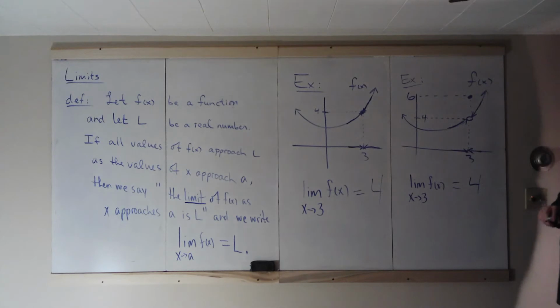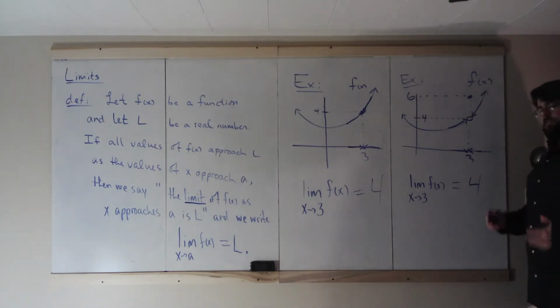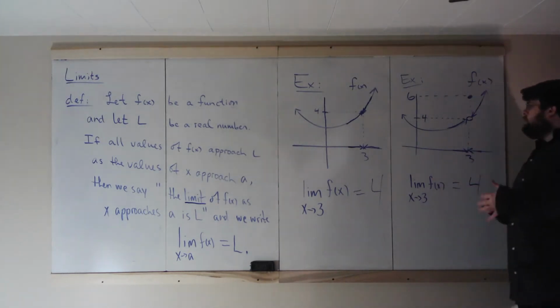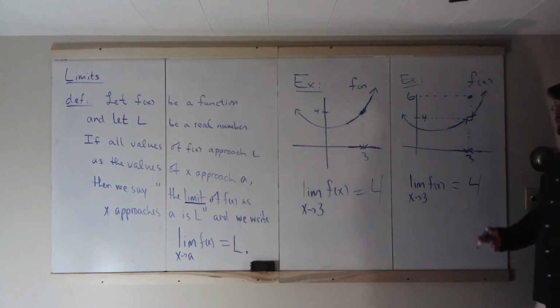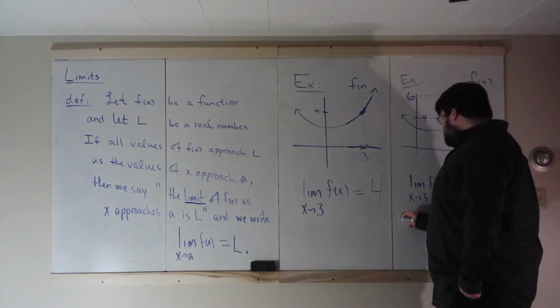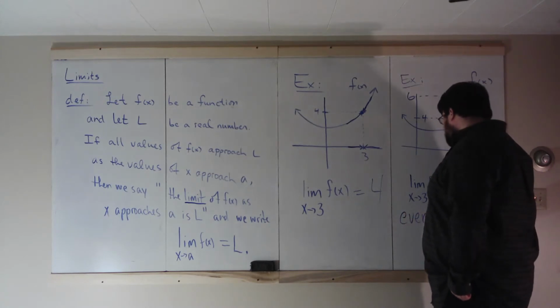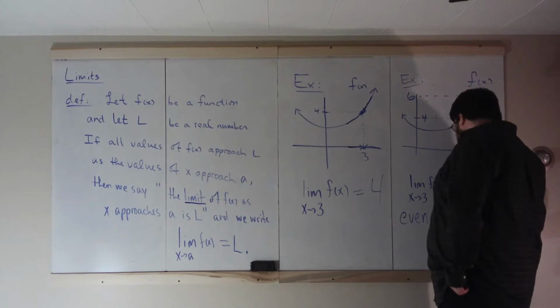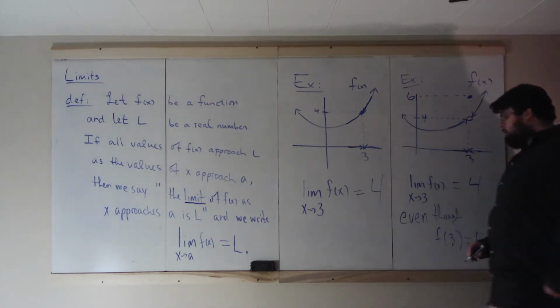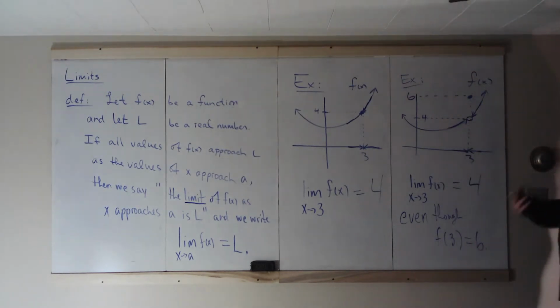So the limit as x approaches 3 of this function is 4. Now, I imagine many of you are thinking this answer would be 6. So I'll note, even though f of 3, yes, is 6. F of 3 is 6. But why is the limit not 6?